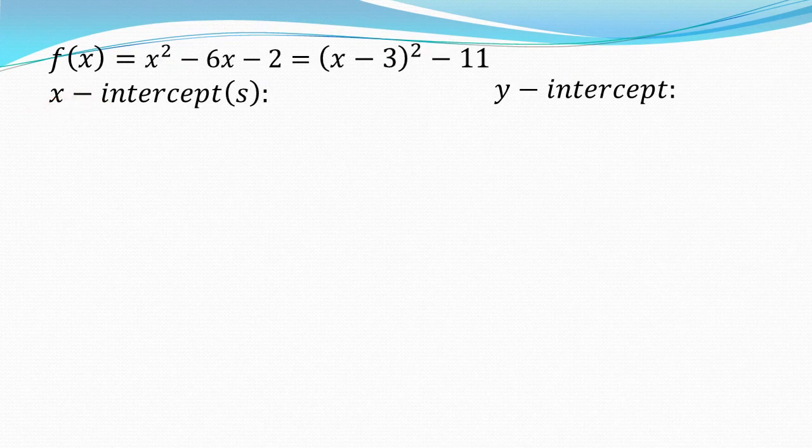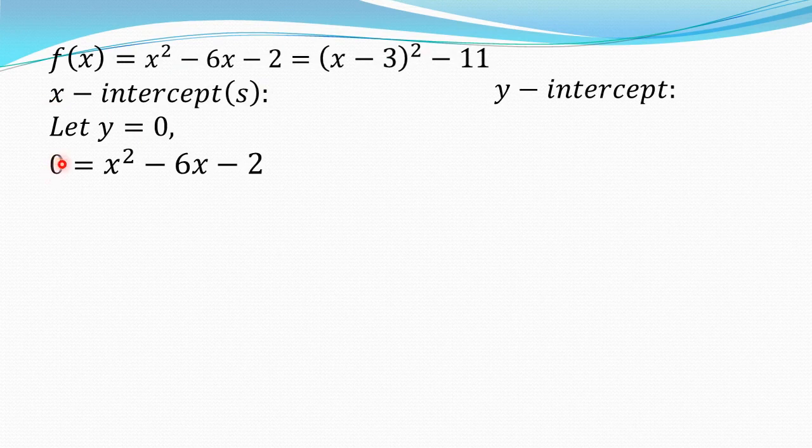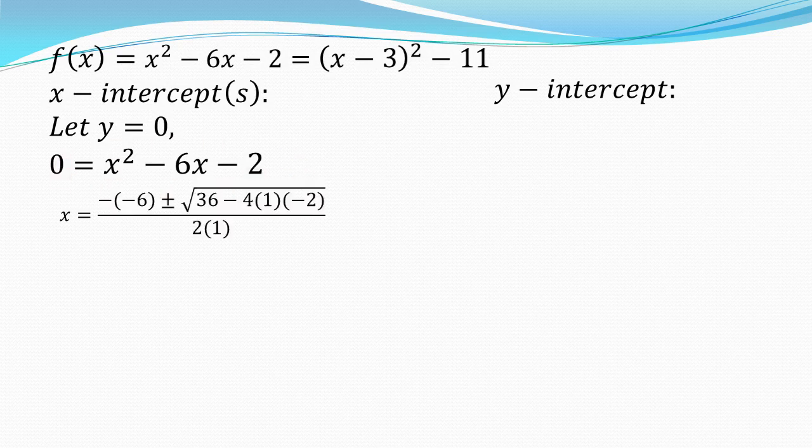For the x-intercept, we let y be equal to 0. And then we have 0 equals x squared minus 6x minus 2. Just this one. And then we solve for x. Although you could check, it is not actually factorable. I don't think it is. So I proceeded with the quadratic formula.